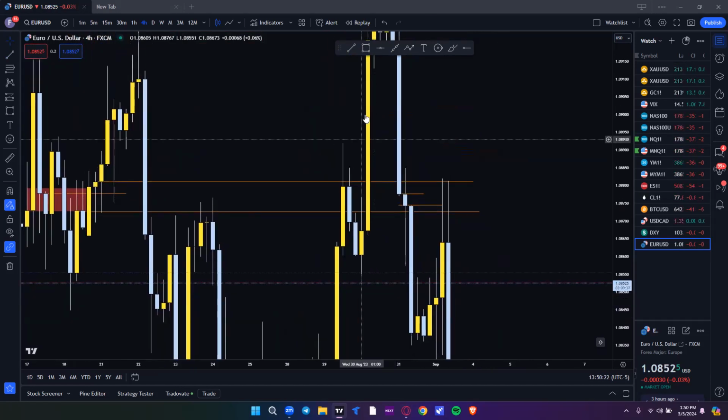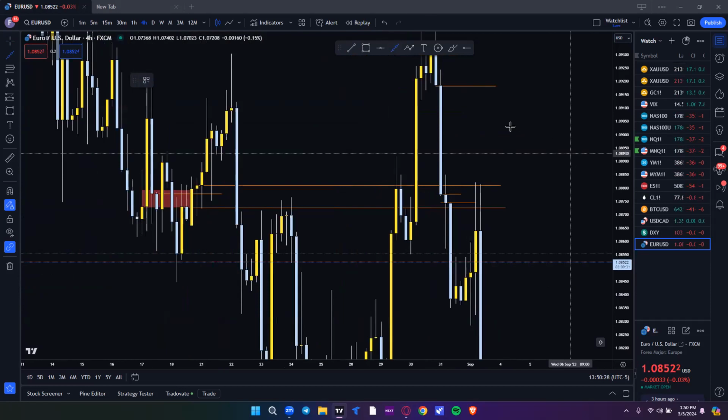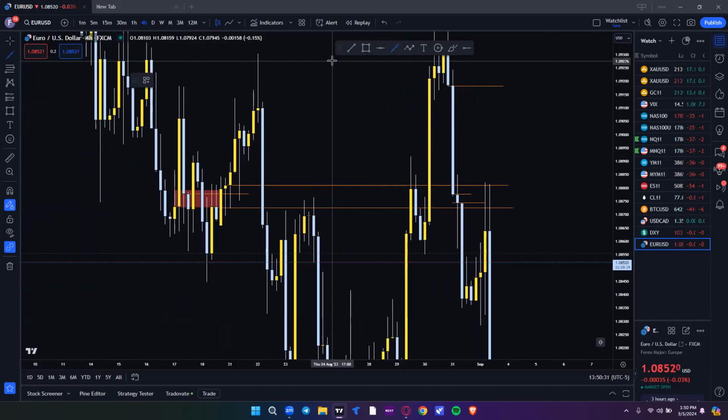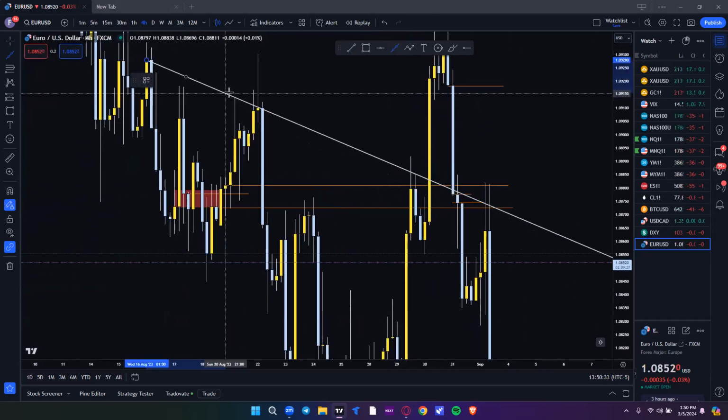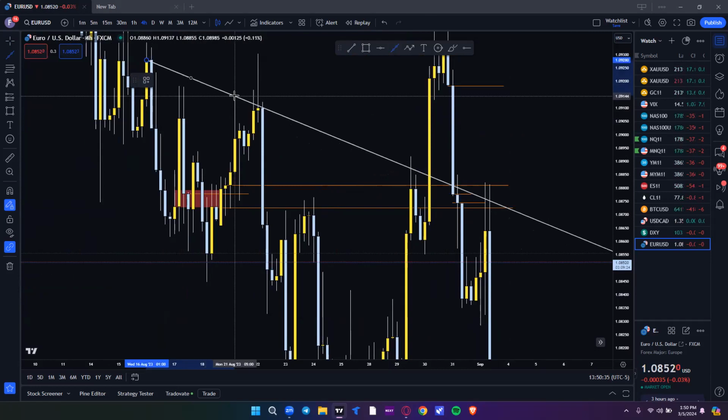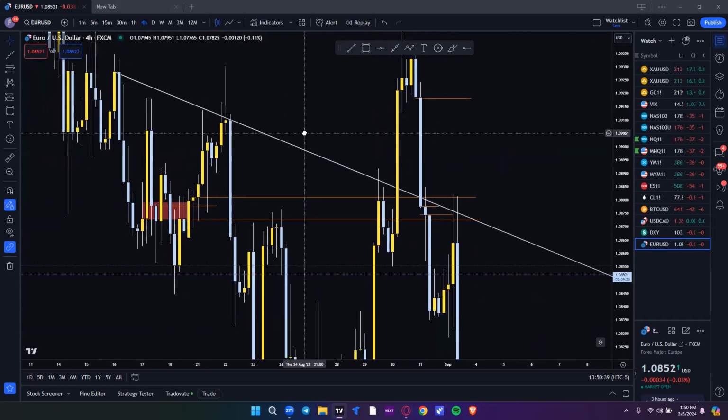Let me see, I'm just curious on H4 if there's a trend line actually. Oh yeah. This is one of the trend lines that we'll use.